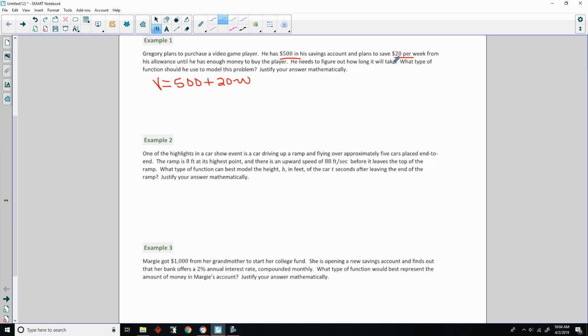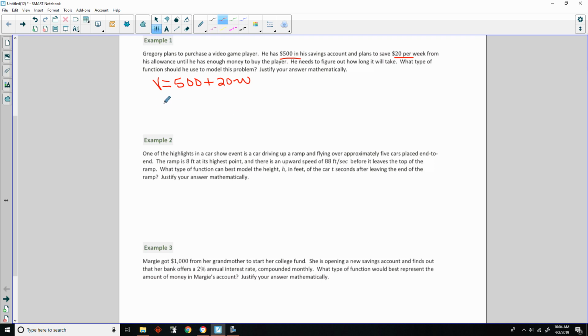He needs to figure out how long it will take, what type of function should be used to model this problem. Okay, so they did not tell us how much the video game player is. All they told us was he had 500 bucks and he's going to save $20 per week to go towards that video game player. So it's obviously going to be more than $520, or they would not have this problem. He'd just go pay for it now. So there's the equation.